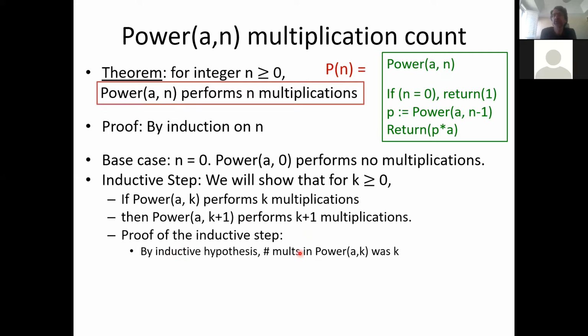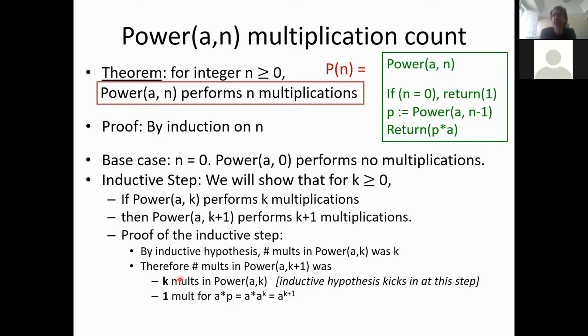So if indeed power with k uses k multiplications, then clearly for power with k plus 1, going to again omit that line, run this one, and if n is k plus 1, then n minus 1 is k. So therefore, by inductive hypothesis, this took k multiplications, and here is one more, in this line. So therefore, the total is clearly k plus 1, you're done. Right? But these proofs are really very immediate.